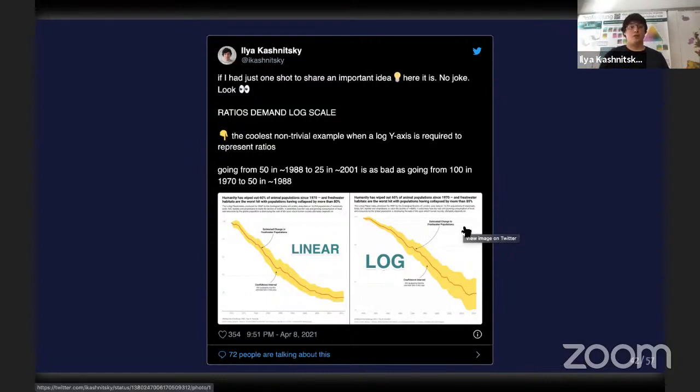So when you put your variable on a logarithmic scale, you basically go up and down by multiplication, and this exactly represents the nature of your data. And if you don't put your ratios on a log scale, which is a very common mistake, you can push your readers to wrong inferences in the data.